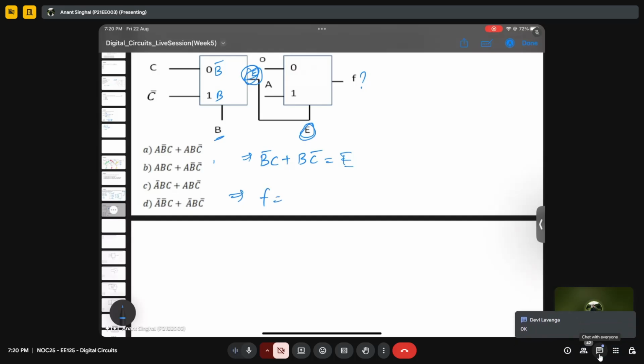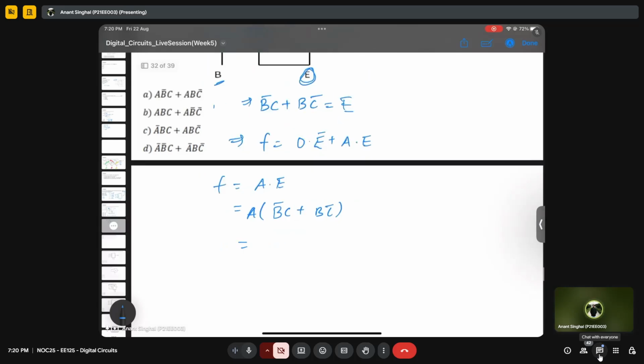So the output of the first multiplexer is B bar C plus B C bar, which is basically E. That is what I'm saying, because it says E here and it is connected to the output. Right? And the final output is nothing but 0 into E bar plus A into E. So the final output function is A into E, which is A times B bar C plus B C bar. And if we expand that, because the options are like that, it will be A B bar C plus A B C bar. Is there any option like that? Yeah, option A is the correct answer.